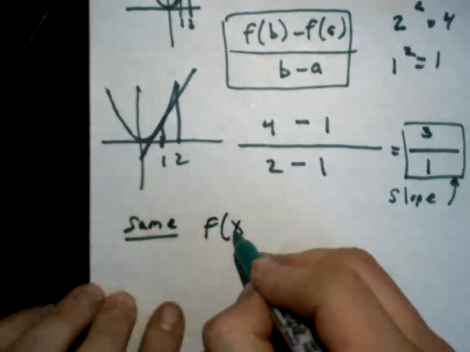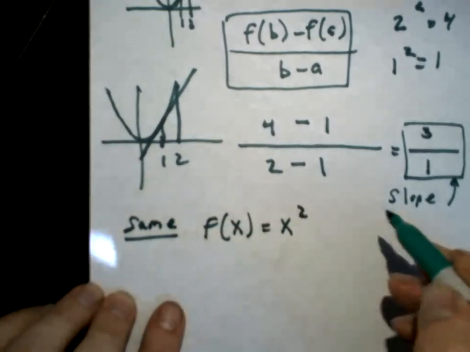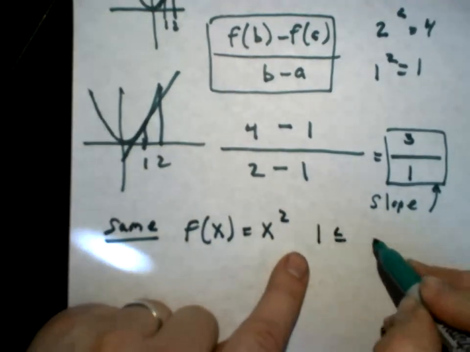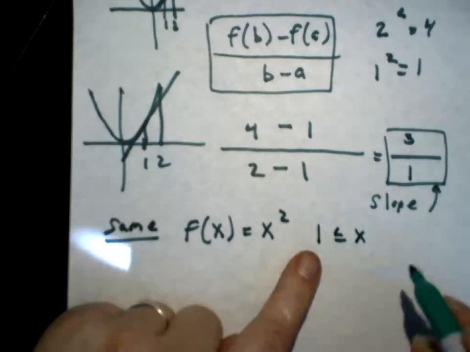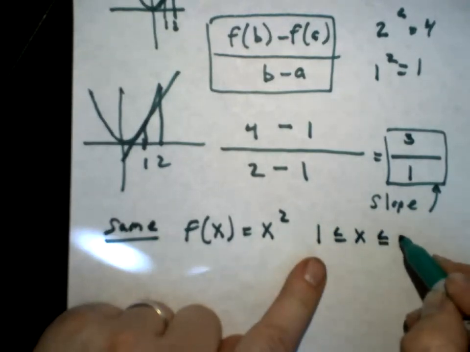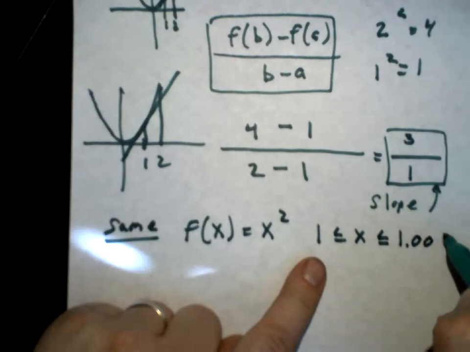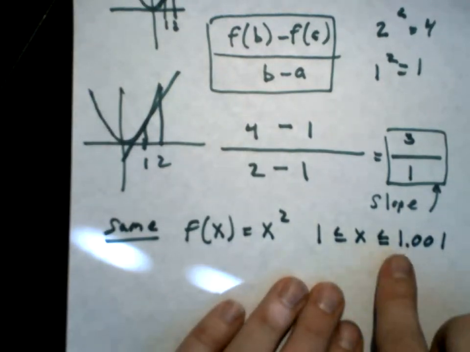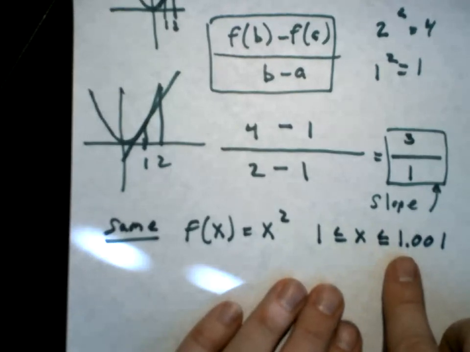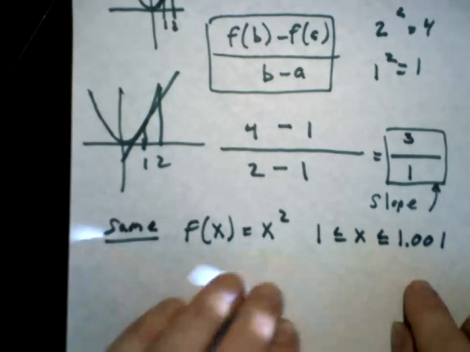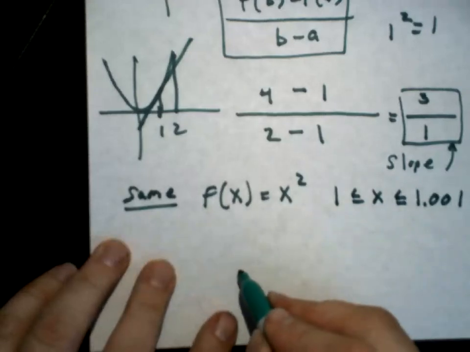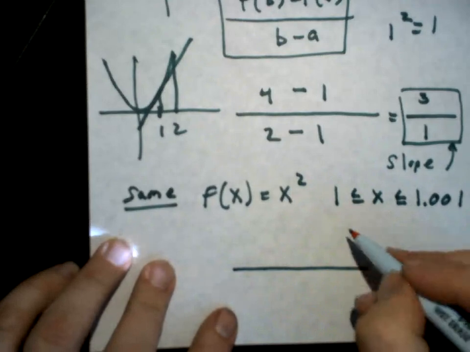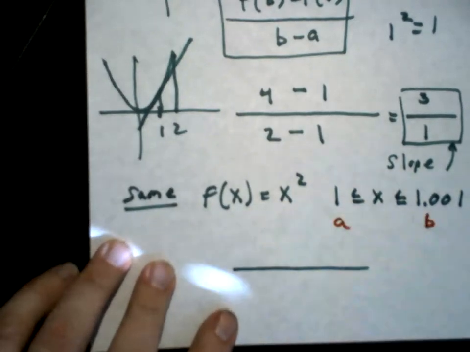Let's do the same with f of x equals x squared. But this time, let's go from 1 to a little bit closer to 1. So what if we go to 1.001? We're going to get very close to 1, but not quite get to 1. We're just approaching 1. So you're going to do this again. And then remember, this is your A, this is your B.